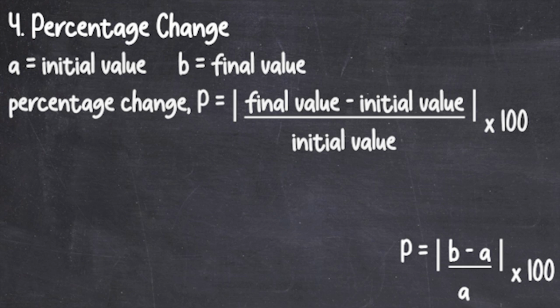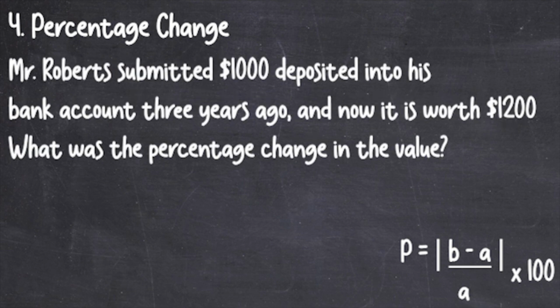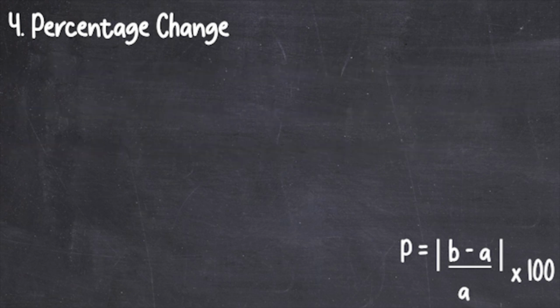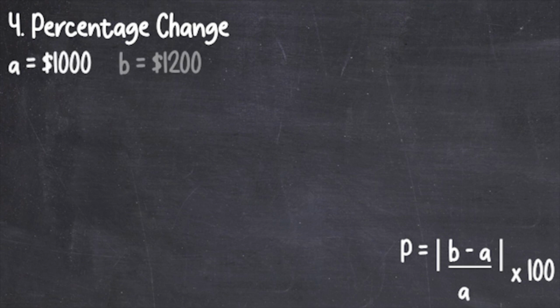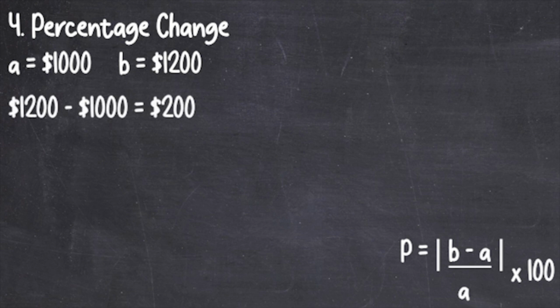Let's try an example. Mr. Roberts deposited $1,000 into his bank account 3 years ago, and now it's worth $1,200. What was the percentage change in the value? In this case, the initial value is $1,000, and the final value is $1,200. Here, the final value is greater than the initial value, so we know we have a percentage increase. The difference between the two values is 1,200 minus 1,000, which equals 200.